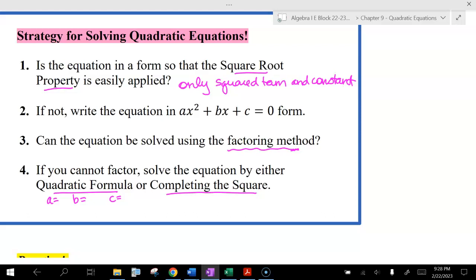Remember, if you're going to complete the square, you want the coefficient of your x squared term to be equal to 1, and you want the coefficient of your x term, or that linear term, to be even. If it's not both of those things, then don't complete the square. Use the quadratic formula to solve that equation.